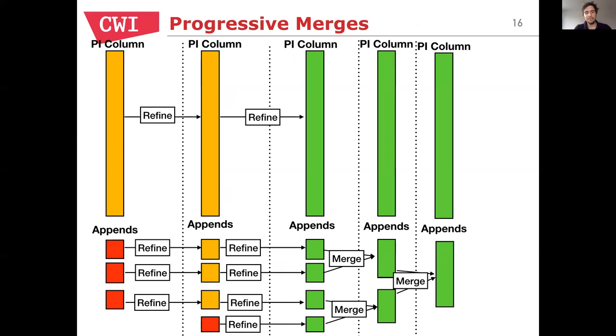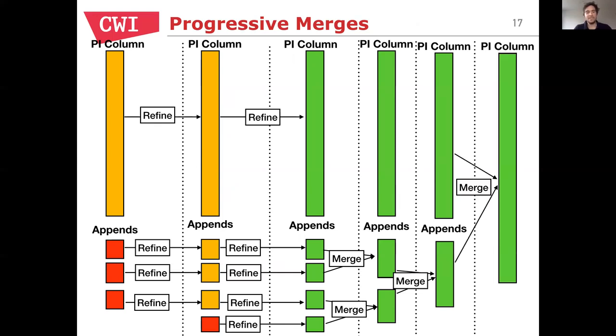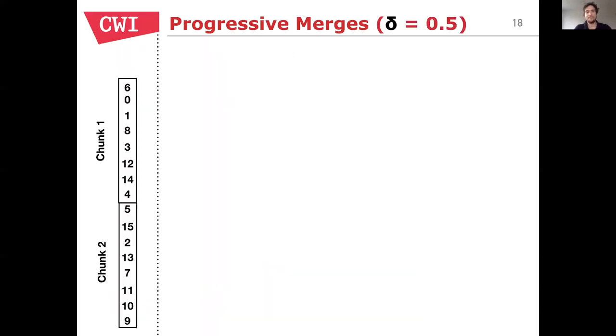When we reach that point, we start to progressively merge all append chunks into one append. When we reach one append chunk, we merge it to our progressive index. Now let's see a more detailed example of how progressive merges work under the hood.